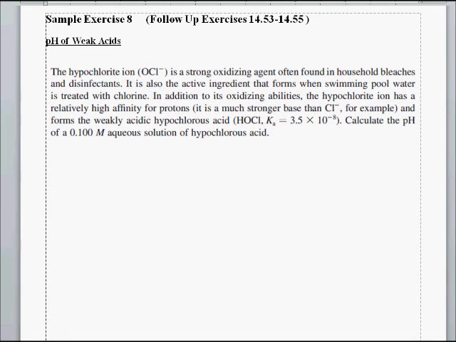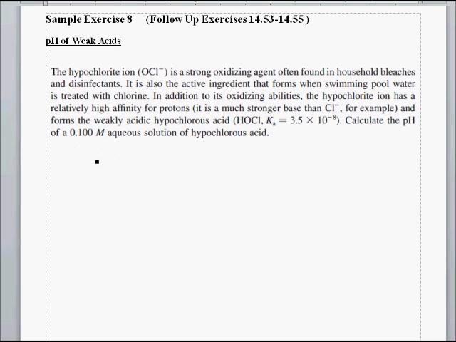Okay, I'm going to go over how to solve a weak acid problem because I'm not going to be in class today, so I thought this might be useful to you. In this one, it talks about hypochlorite ion. The main point is we're going to try to figure out the pH for a weak acid.